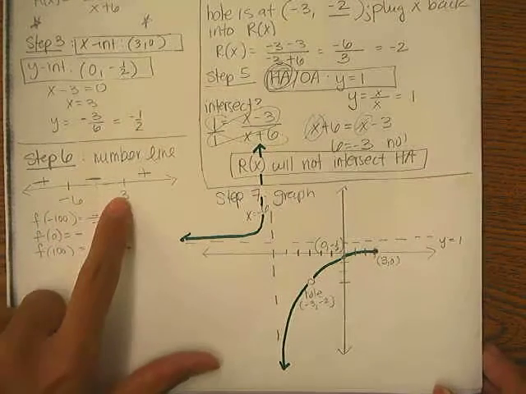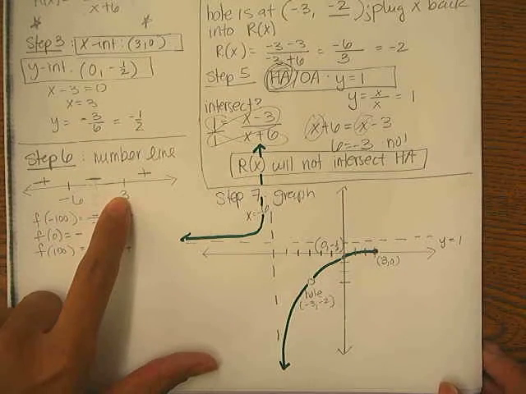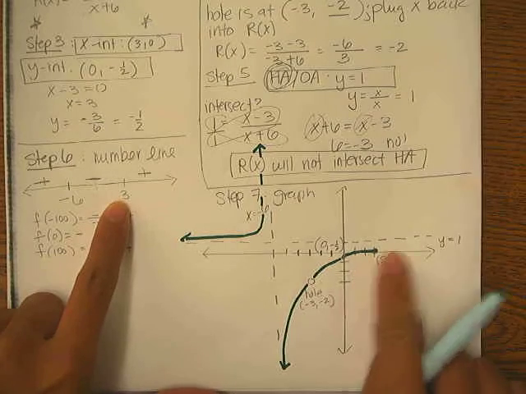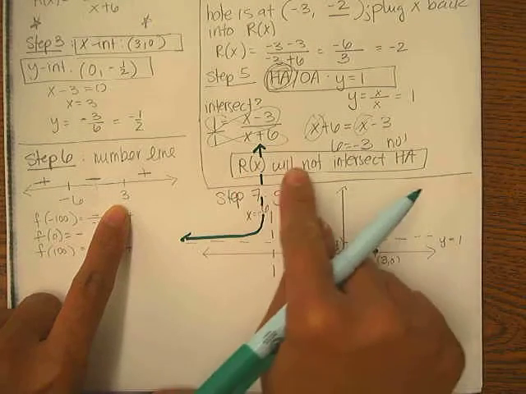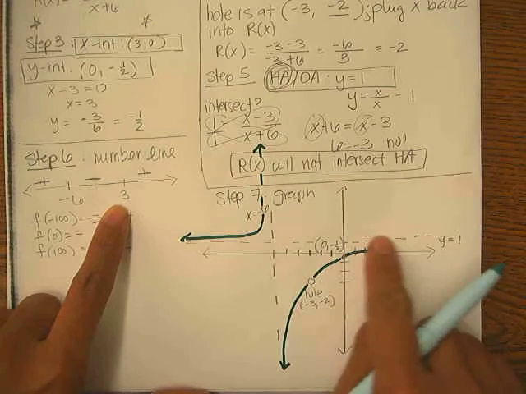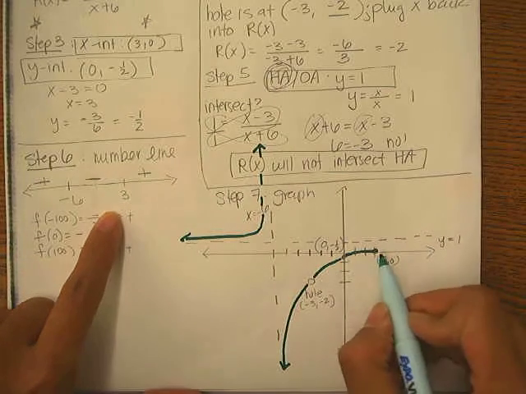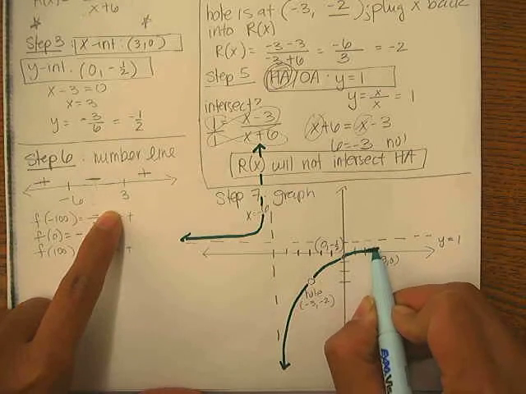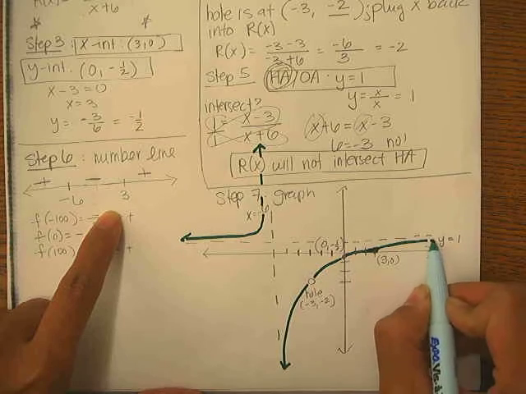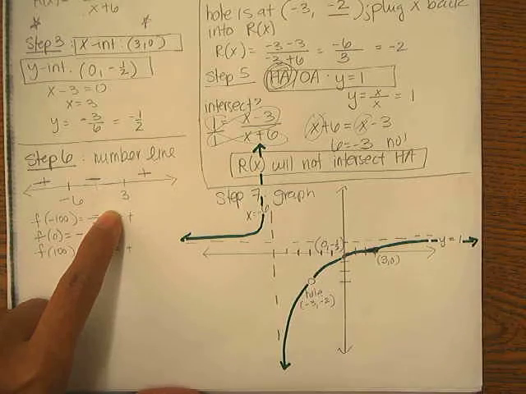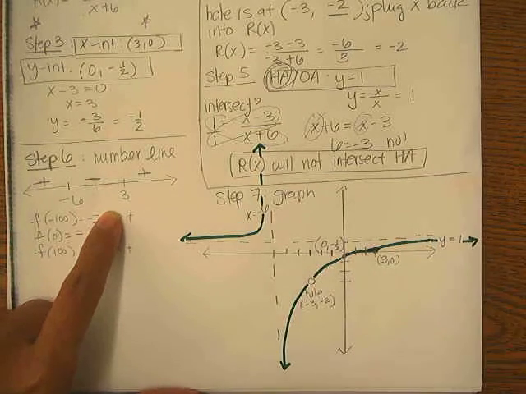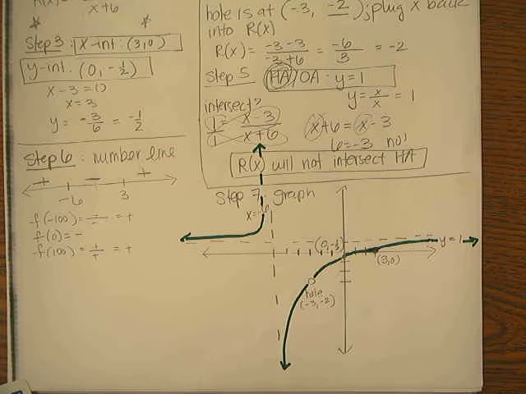Then on the right-hand side of 3, it says that it's going to be positive. But remember, R of X would not intersect the HA at all. So please don't touch my asymptote. Get very, very close to your asymptote without touching it. You got it? Kiss your asymptote without really touching it. All right, 1 VA, 2 curves. Isn't that gorgeous?